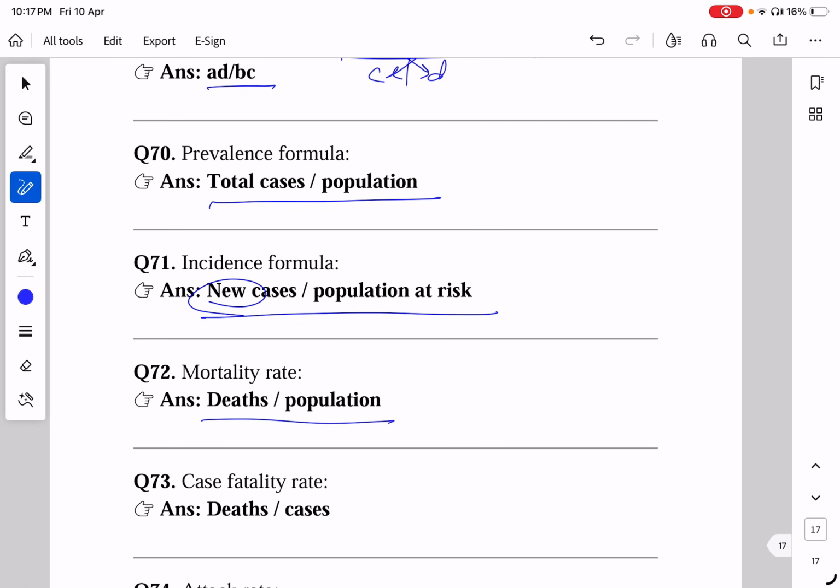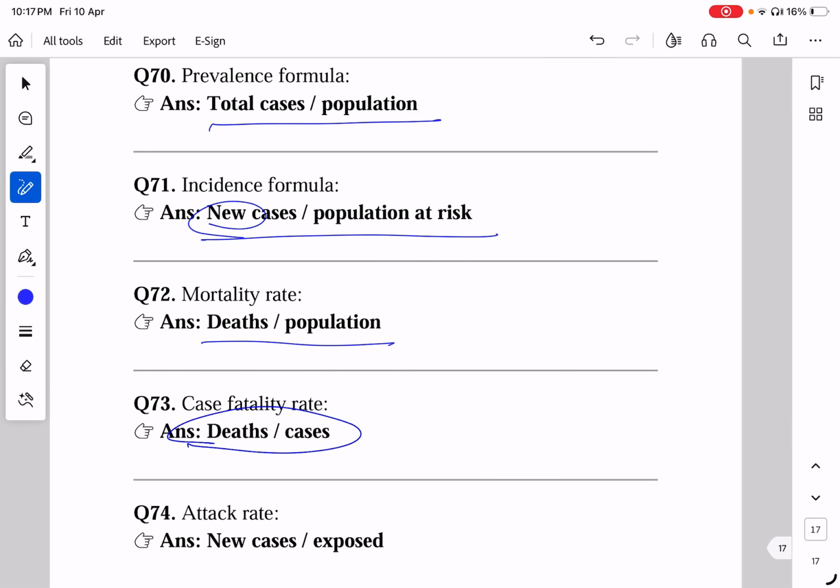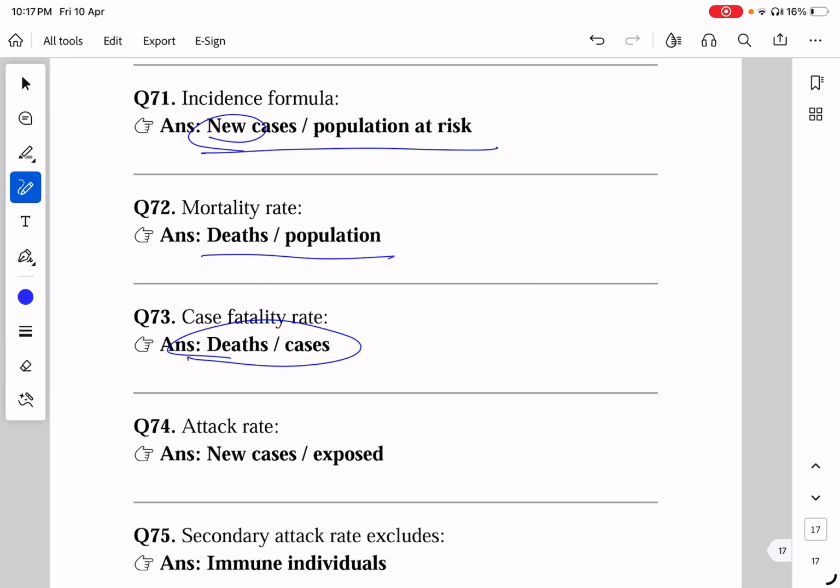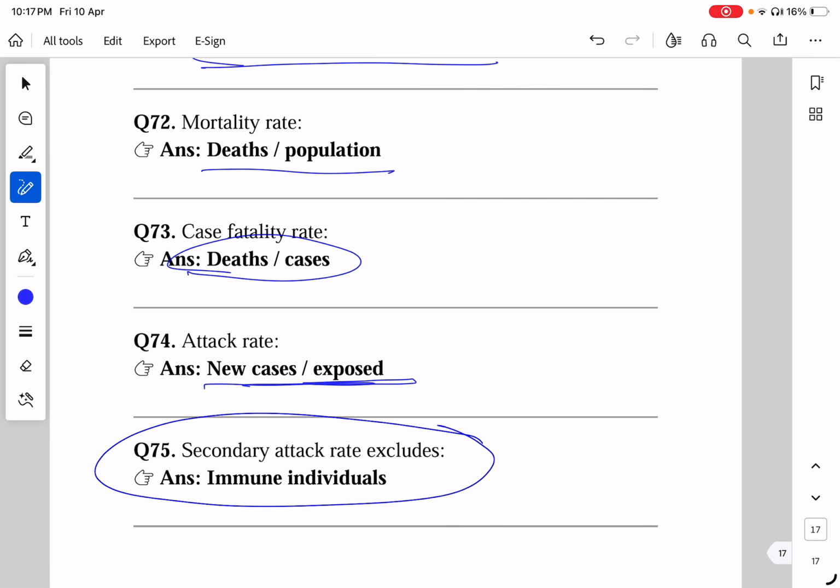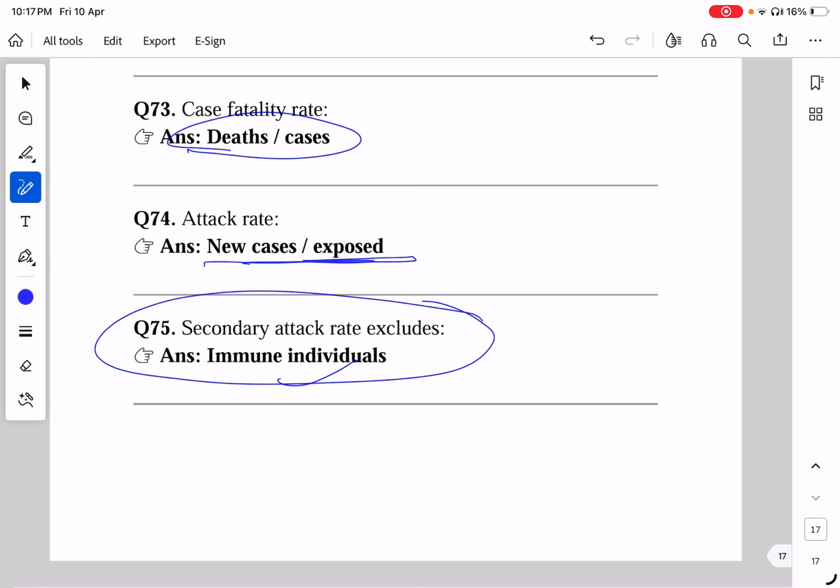Mortality rate is deaths upon population. Case fatality rate is deaths upon cases. Attack rate is new cases upon exposed. Secondary attack rate excludes immune individuals.